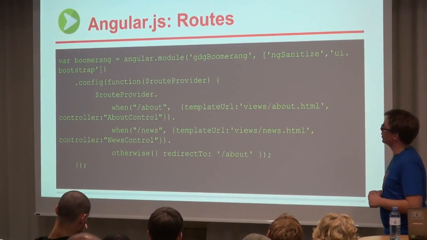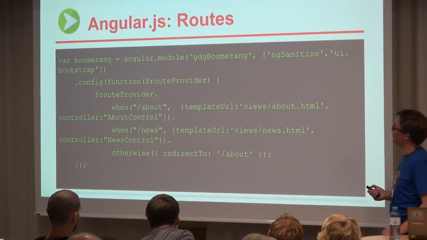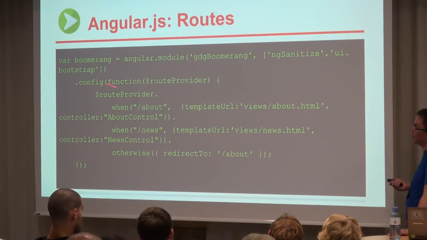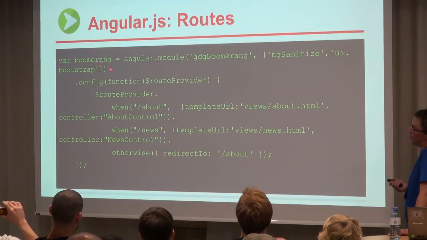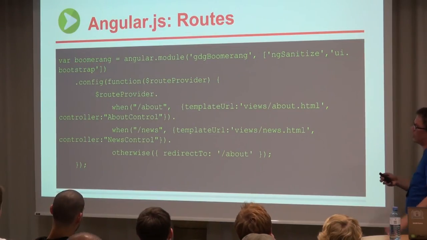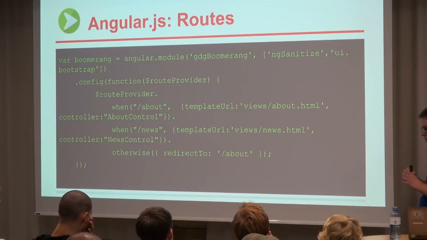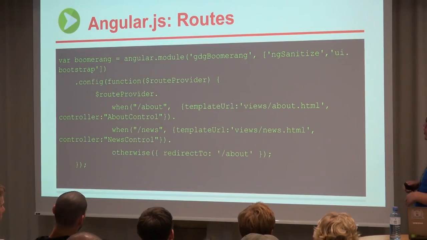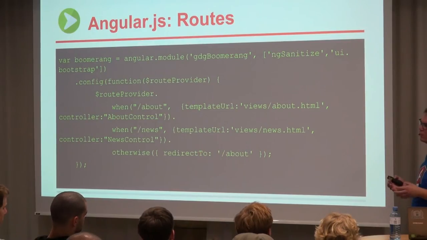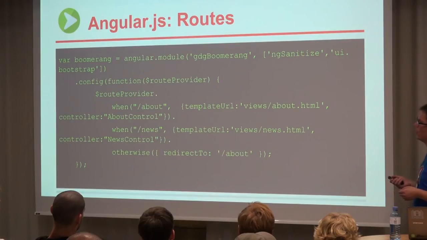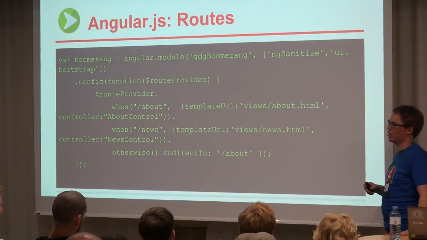The next thing, very important, routes. Here it is actually defined. So that was above. You define a variable that contains your app, for example. You can split your code in different modules if you want to. A module is like a part of an app, but often enough, it's a whole app. In this example, it's called GDG Boomerang, and it uses the sanitize function and a module called UI Bootstrap, which is an Angular port from Bootstrap, Twitter Bootstrap.